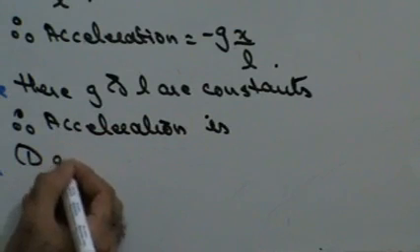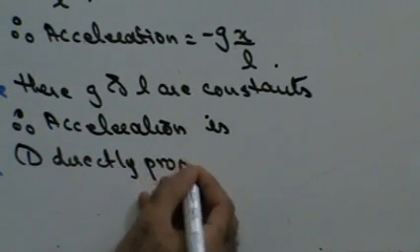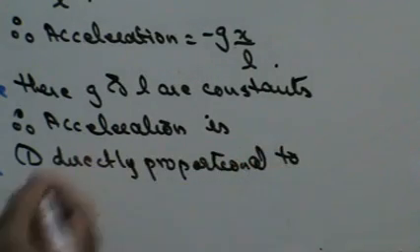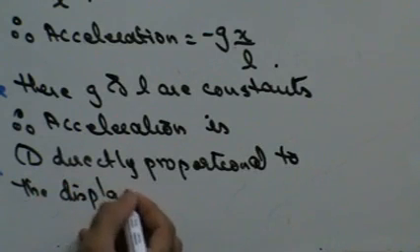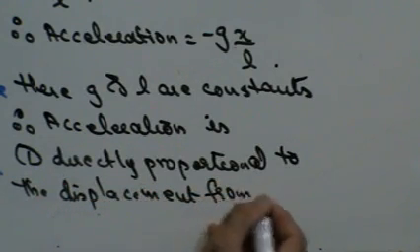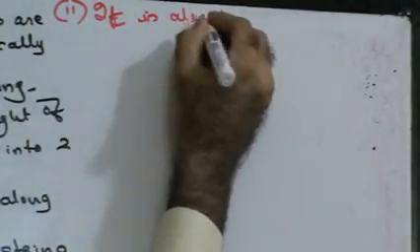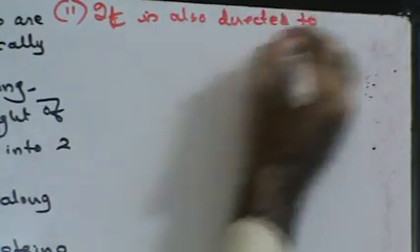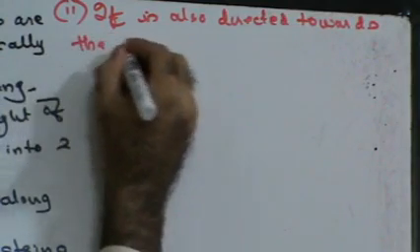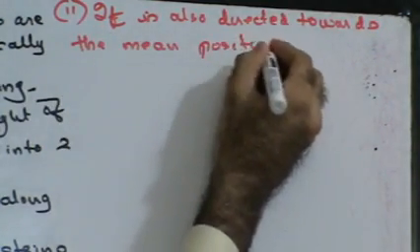is, one, directly proportional to the displacement of the bob from the mean position, and second, it is also directed towards the mean position. Right?